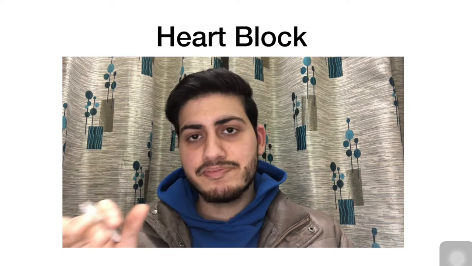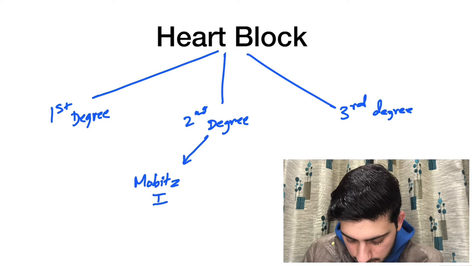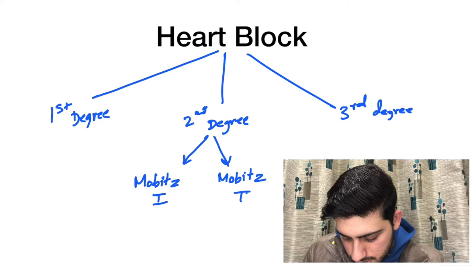If we talk about second degree, there is Mobitz type 1, Mobitz type 2, and third degree is also known as complete heart block.